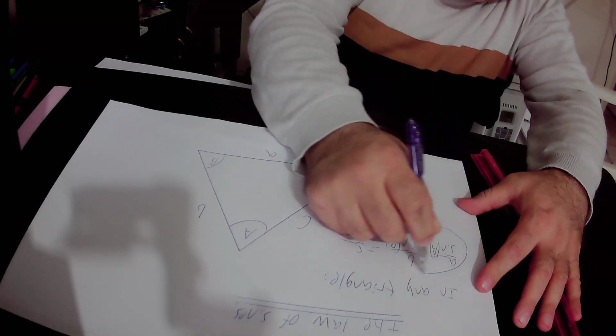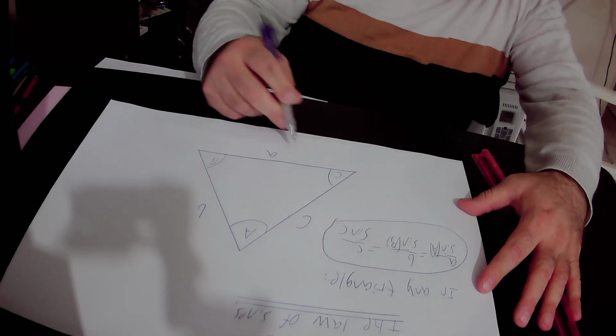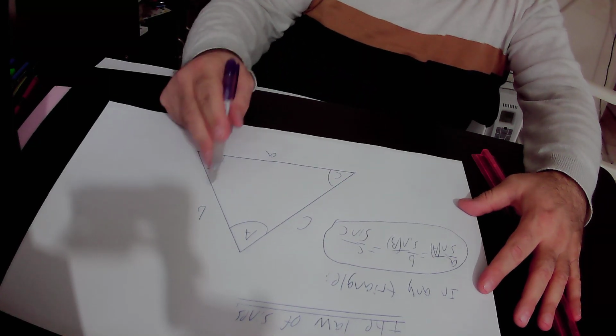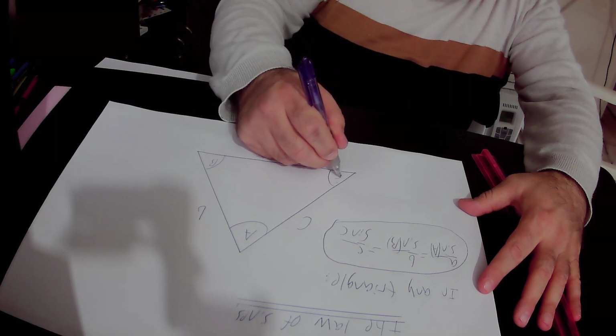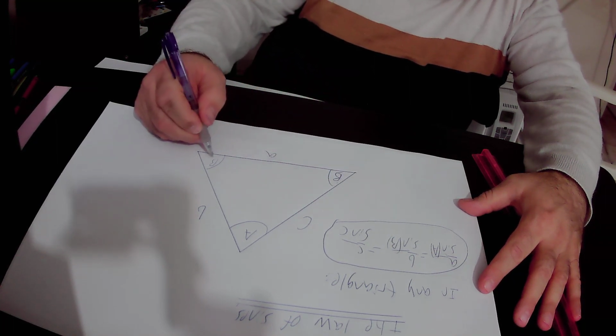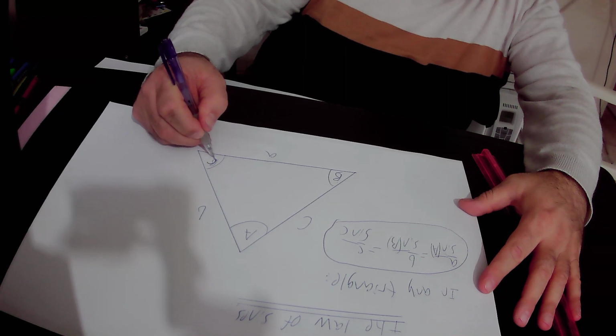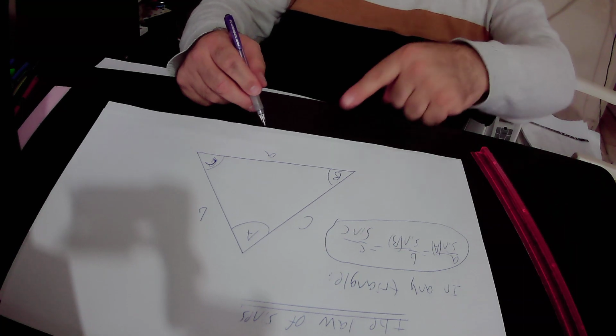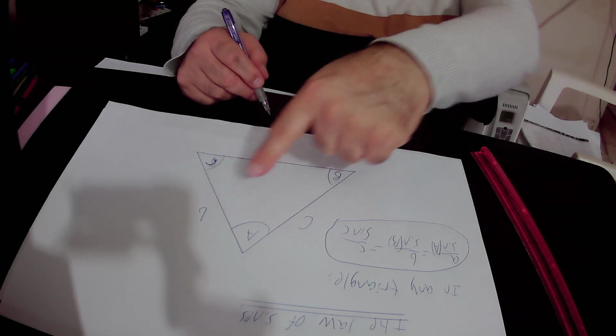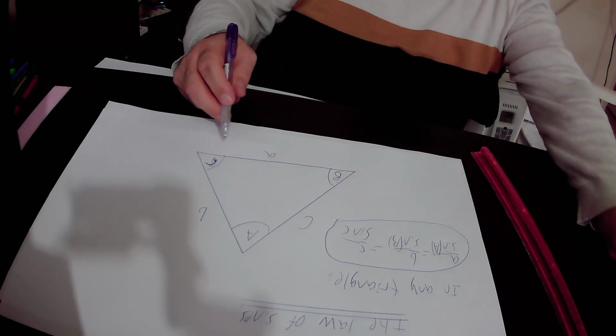I will repeat again. In any triangle, a over sine A equals b over sine B equals c over sine C.